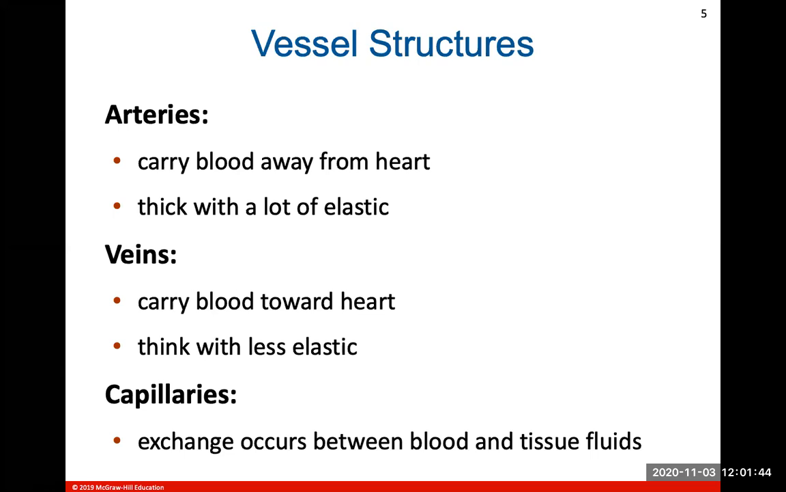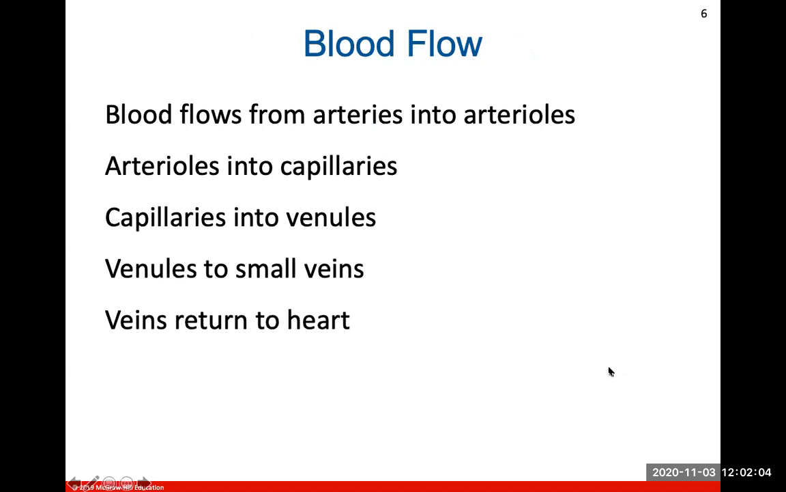So here are the vessel structures. Arteries carry blood away from the heart. They are thicker, but with lots of elastic, so they're able to stretch. Veins carry blood toward the heart, and they are much thinner with less elastic. Capillaries will be where the exchange occurs between blood and tissue fluids.